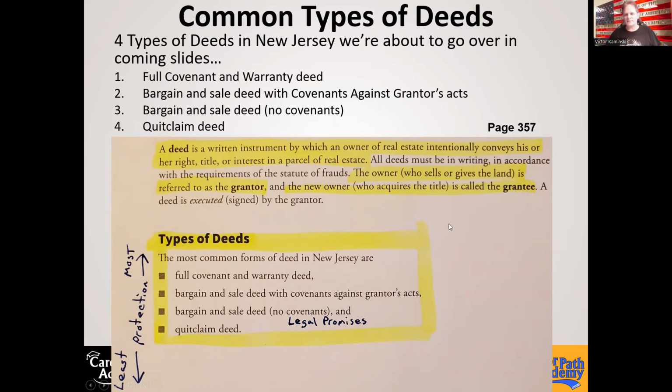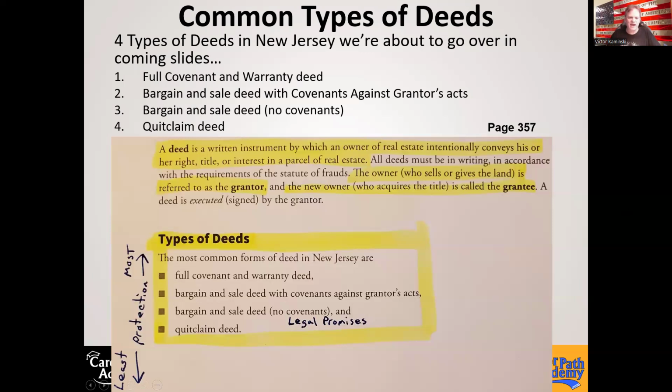So deeds must be signed by the seller, the grantor. And they need to name the buyer in the deed so that they can be readily identifiable as to who took the ownership. But deeds don't need to be signed by the buyer, the grantee, until such time that they choose to record it in the public records.